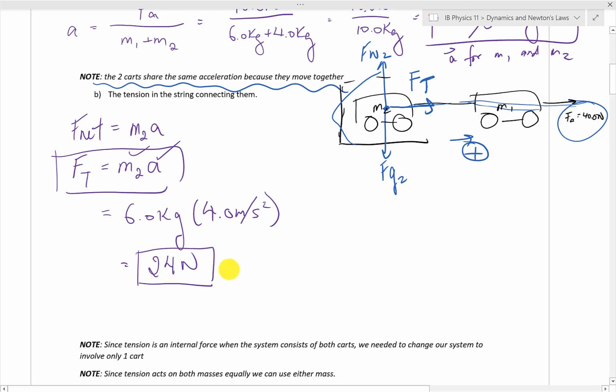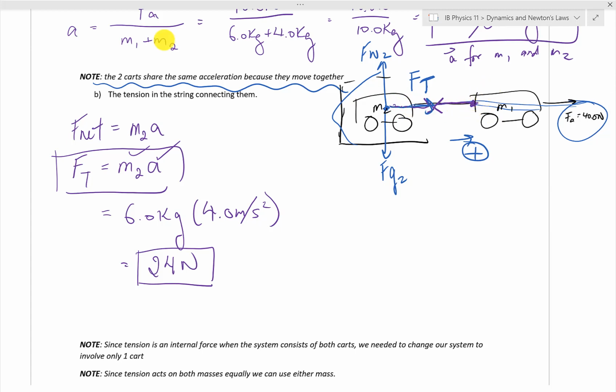Notice that I didn't include the directions because the tension force can either be acting forward on M2 or it can be acting backwards relative to M1. The tension force is throughout the whole string. So you don't need to record the directions.